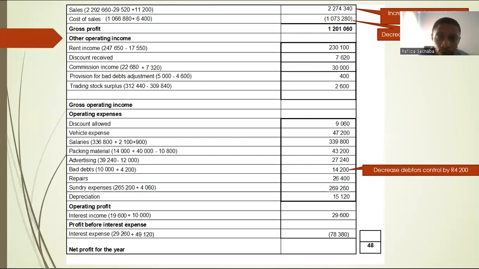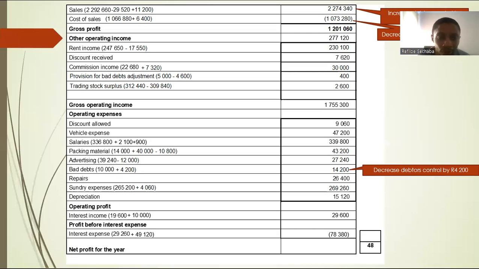Remember, in the statement of profit or loss, income we refer to as other operating income. So I'm going to take rent income of 230,100, added with a discount received of 7,620, added with commission income of 30,000, added with provision for bad debts adjustment of 400 and 600. That will give me my total income, which is 277,120. And then I'm going to take my gross profit and add it with other operating income. So it's 1,201,060 plus 277,120. That will give me my gross operating income of 1,755,300.